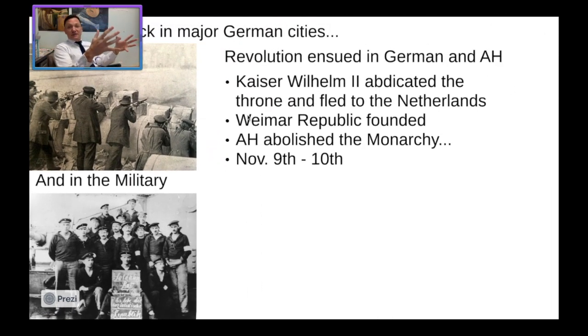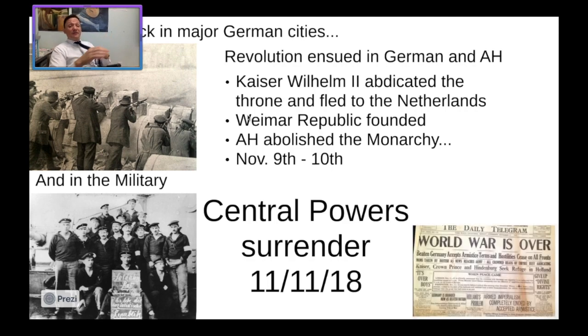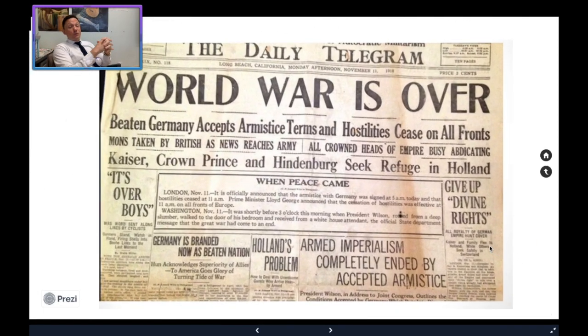Because of all the craziness that's going on, Kaiser Wilhelm is going to abdicate the throne and flee to the Netherlands, and the Weimar Republic would be founded, right? Austria-Hungary is going to abolish their monarchy completely after Franz Joseph dies, and so leading into November 9th and 10th, that all goes down, and the Central Powers are going to surrender on November the 11th, 1918. There's a very famous way to say this: on the 11th hour of the 11th day of the 11th month in 1918, World War I would end, right?